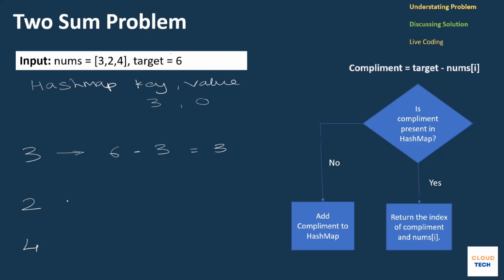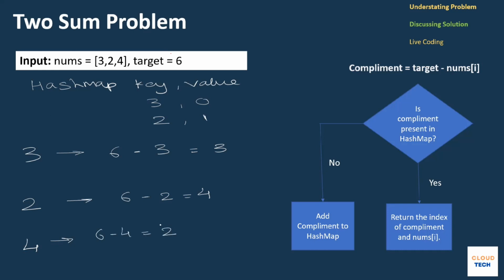I see the next element is 2. Then I do target, which is 6, minus 2, and I get 4. Then I see if 4 is present in my hash map. If 4 is not present, then I add nums of i, which is 2, along with its index, which is 1, into my hash map and move to the last element. Then I see target 6 minus nums of i, which is 4, so it comes to 2.